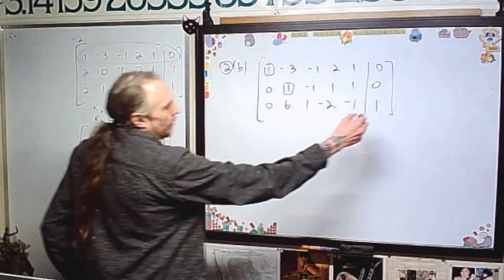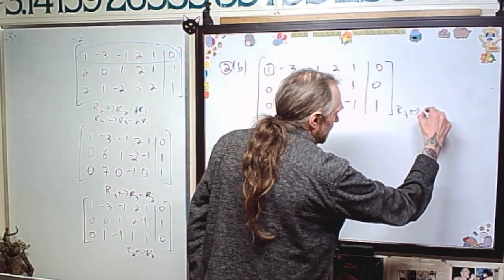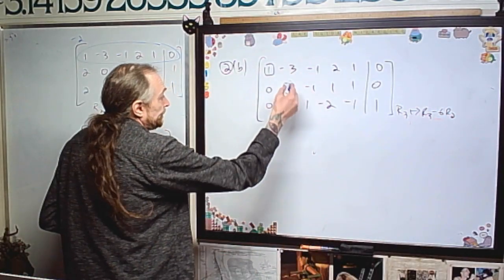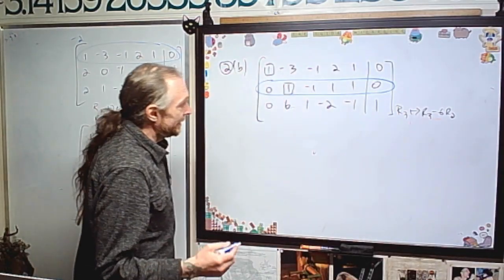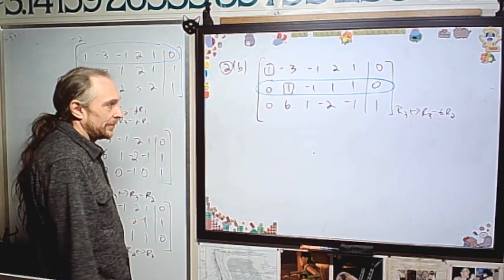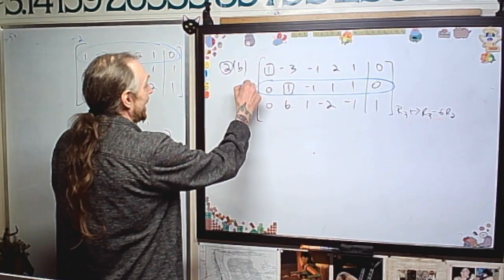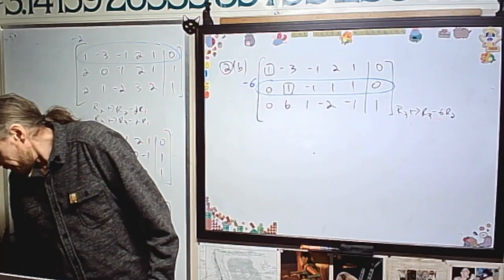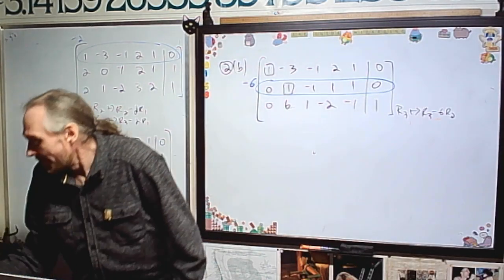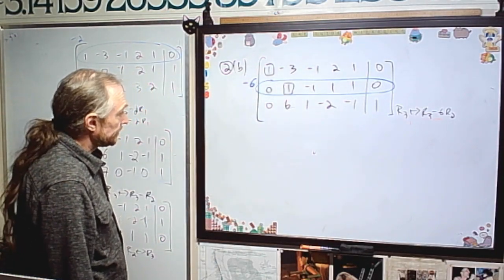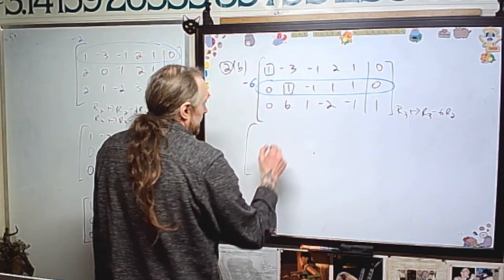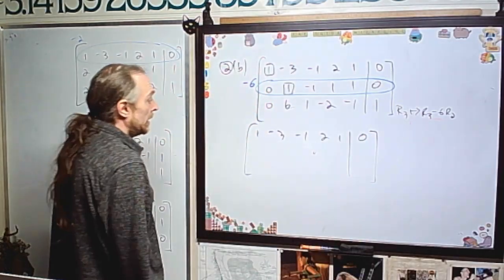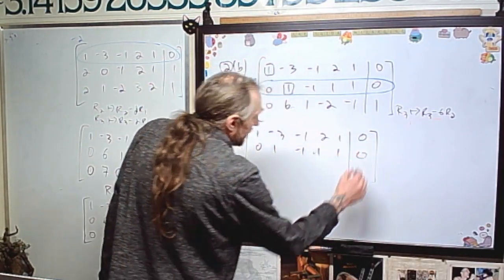Esophagus. Okay, now what we're going to do is row 3 goes to row 3 minus 6 row 2. Write that out for yourself. This is patent pending. I didn't invent Gauss-Jordan elimination. It was Carl Friedrich Gauss and Wilhelm Jordan, but I'm 3M'ing it. Do that for yourself, and then you can see the move you're doing. And then more importantly, when you do it on an exam, I can see what you're doing. All right. So what we're going to do is copy it out. 1, -3, -1, 2, 1, 0. 0, 1, -1, 1, 1, 0.